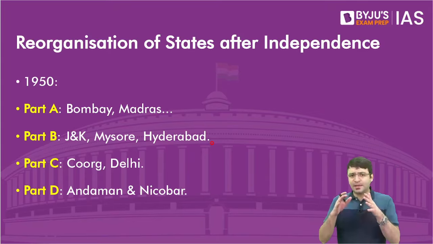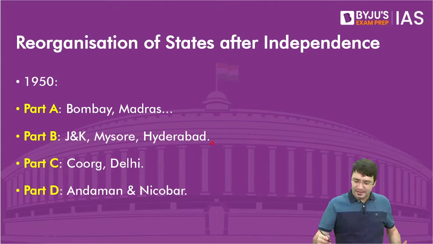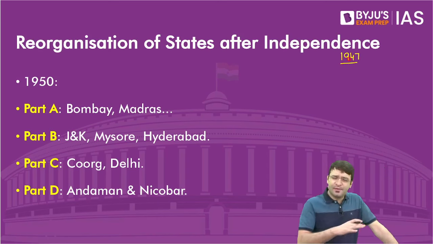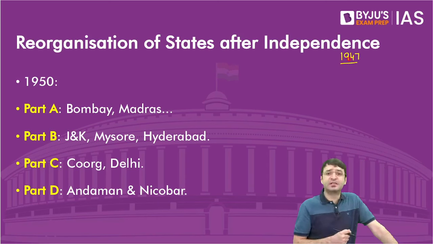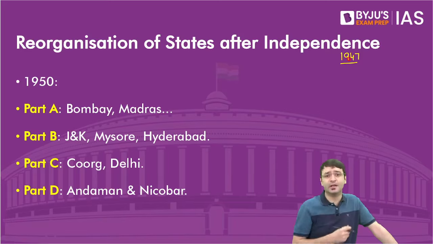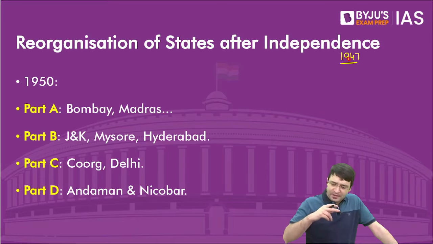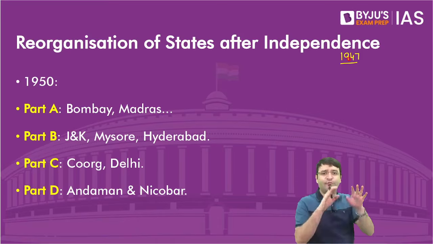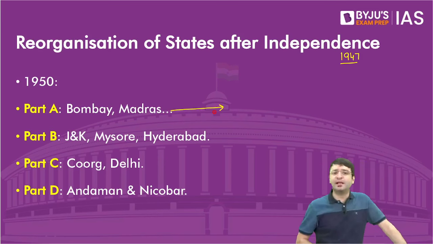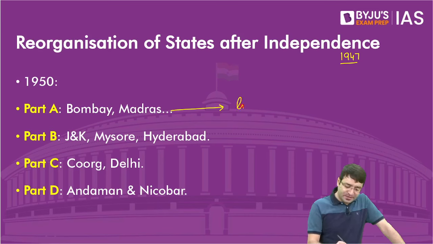Now let's look at the reorganization of our country. In 1947, when India got independence, there was a large set of princely states as well. Princely states were governed by the princes, and were not part of India as such, as a political entity, but were governed separately. In 1950, when the Constitution was enacted, the entire territory of India was divided into 4 parts: Part A, Part B, Part C, Part D. Part A had those areas which were previously under the Governor General.